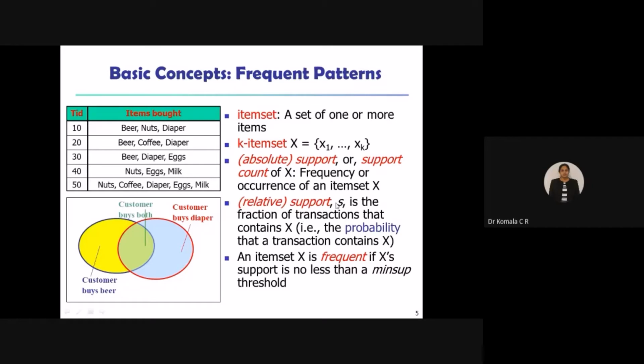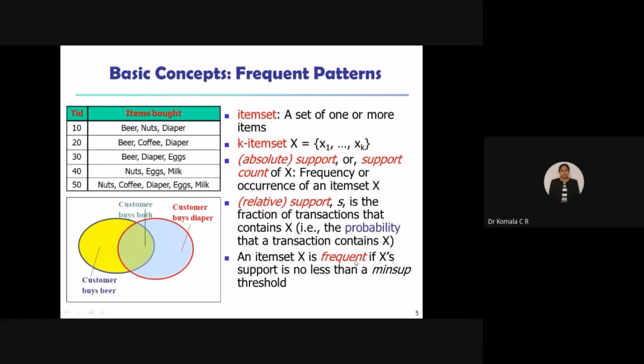Coming to relative support. I have absolute support, where I have given the identity as X. Same way here I will give the identity as Y. If X is an item set, then the fraction of transactions that contains X, that is the probability that a transaction contains X. Here how many times is it appearing? Here, fraction. Maybe X is a subset of Y. You will clearly understand when I take up an example.